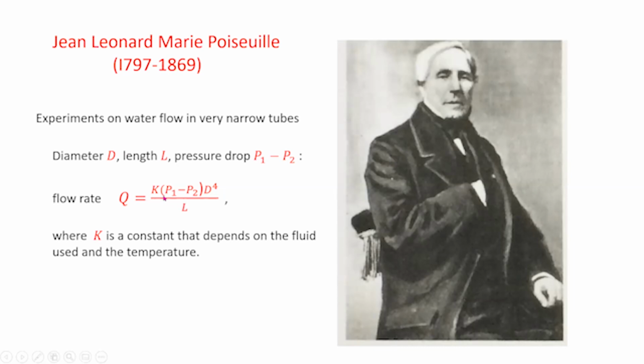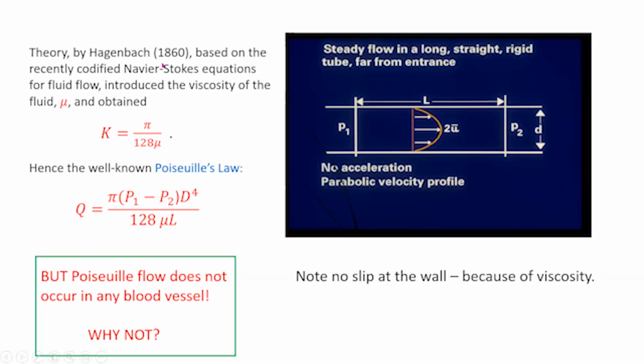And the constant K is a constant that depends on the fluid used and the temperature, but not on the tube. The theory for that was done properly by Hagenbach in 1860, based on the recently codified Navier-Stokes equations for fluid flow, which introduced the viscosity of the fluid, and his theory predicted the constant K, and so we get what is now the well-known Poiseuille's Law, with mu, the viscosity of the blood, being in the denominator. But let me emphasize what that theory was.